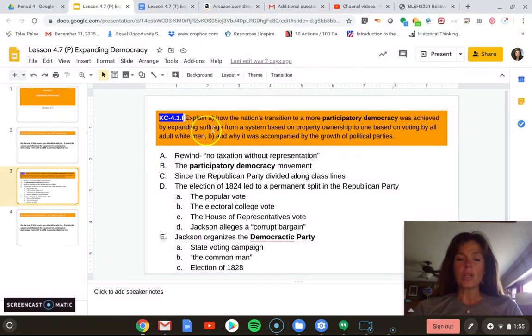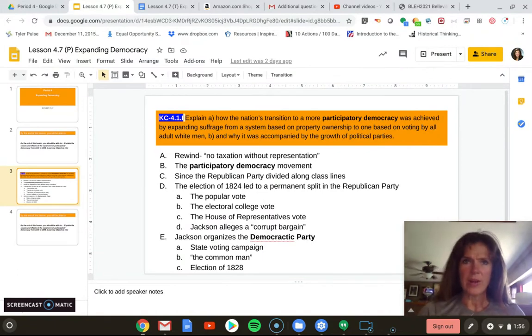So let's take a look to where we've come so far. We're going to rewind. One of the founding principles of the American Revolution was no taxation without representation. It demands that the government officials who tax the people must come from among the people, not way over there in England.